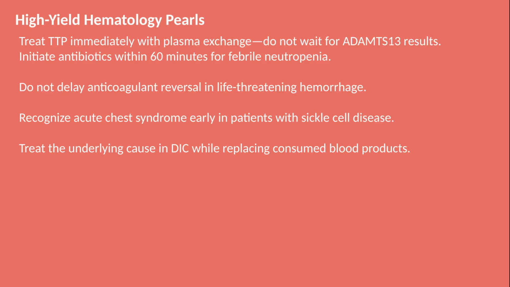Anticoagulant-associated hemorrhage. Reverse immediately and by mechanism. Prothrombin complex concentrate with vitamin K for warfarin, idarucizumab for dabigatran, andexanet or concentrate for the factor Xa agents. Sickle cell disease, acute chest syndrome kills, so look for it in every patient with chest pain, hypoxia, or fever, and treat with oxygen, antibiotics covering atypicals, incentive spirometry, and transfusion.